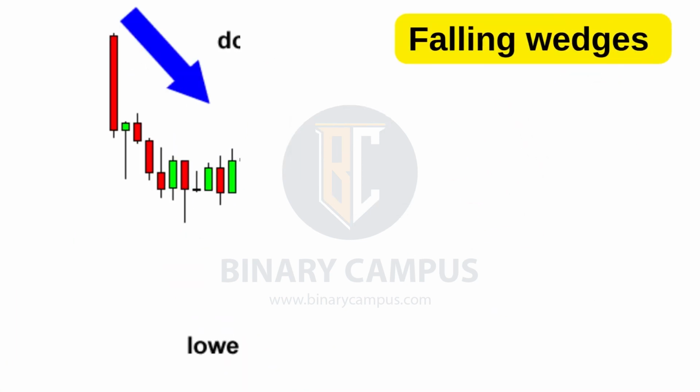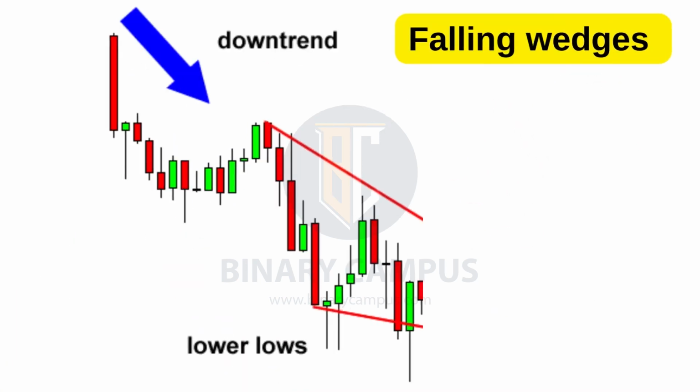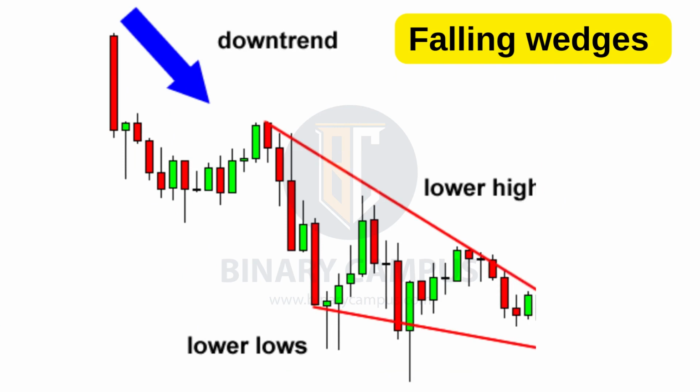Falling wedges. A falling wedge occurs between two downwardly sloping levels. In this case, the line of resistance is steeper than the support. A falling wedge is usually indicative that an asset's price will rise and break through the level of resistance.